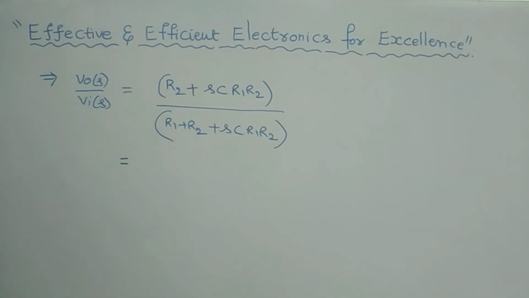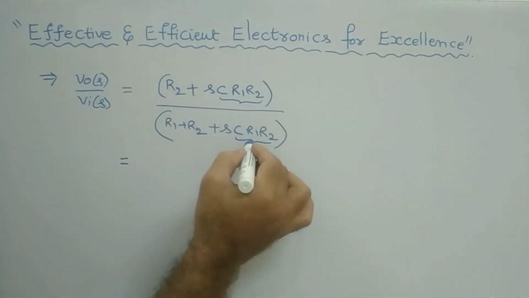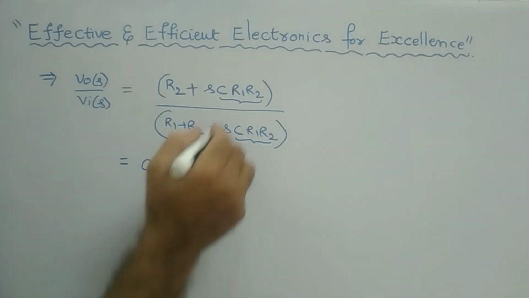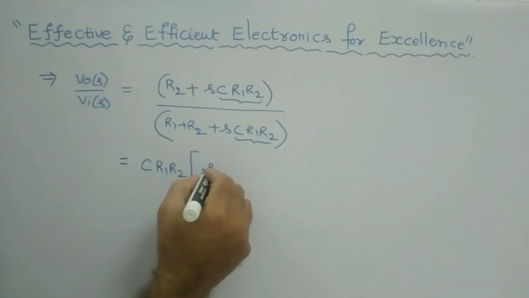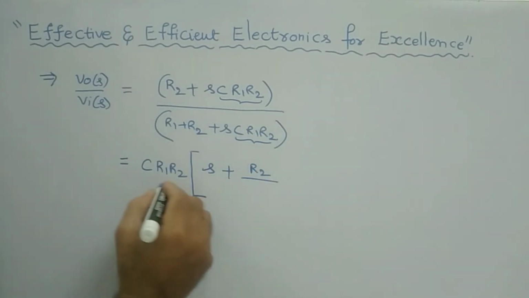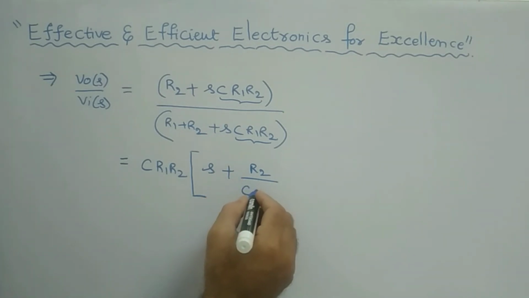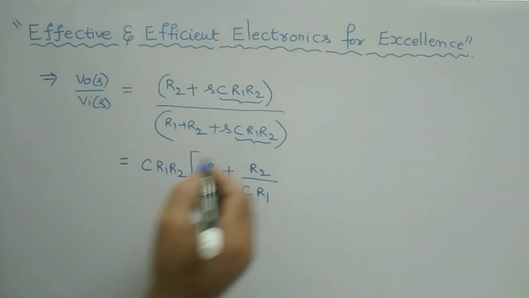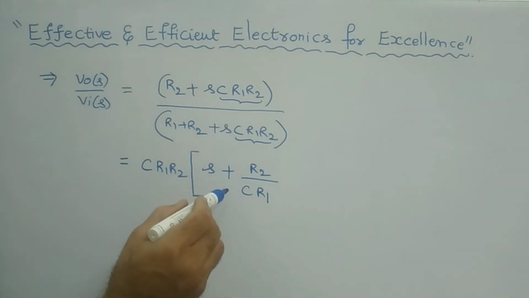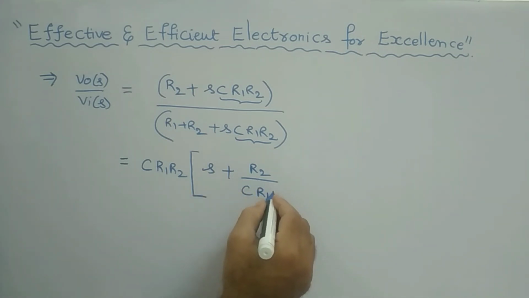So in this, what I can do, C R1 R2 in numerator and denominator I can take as common. If you take C R1 R2 as common in denominator, it is S plus R2 by, what comes? C R1 basically, C R1 only, because if you multiply with this, what you will get, C R1 R2 also, no?